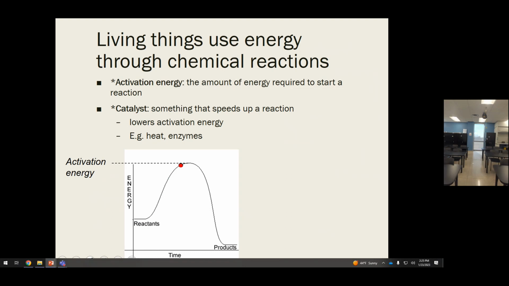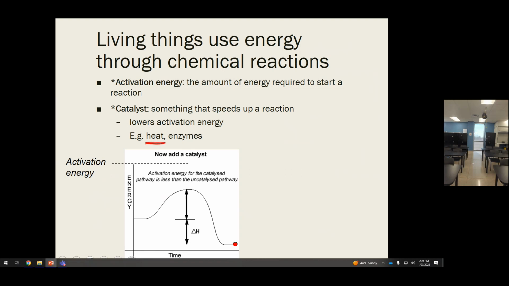For example, the reaction of dissolving sugar. If you put some sugar in some water, well, that's not going to dissolve very quickly. It will dissolve eventually, but if you add heat, it will dissolve much more quickly. Now, that's an example of a chemical reaction in which heat is the catalyst. Heat has provided extra energy for the reaction to start.